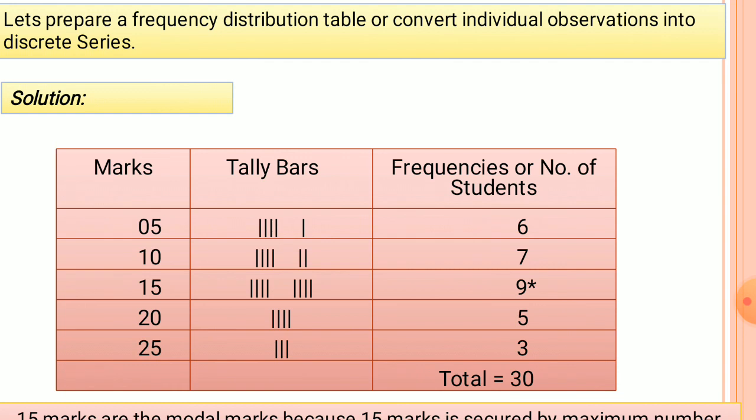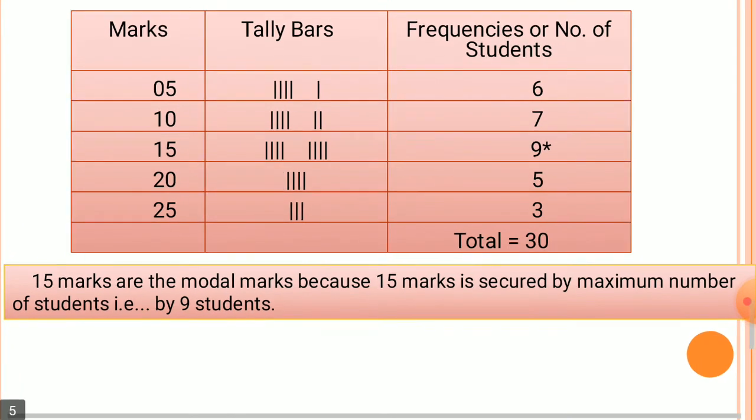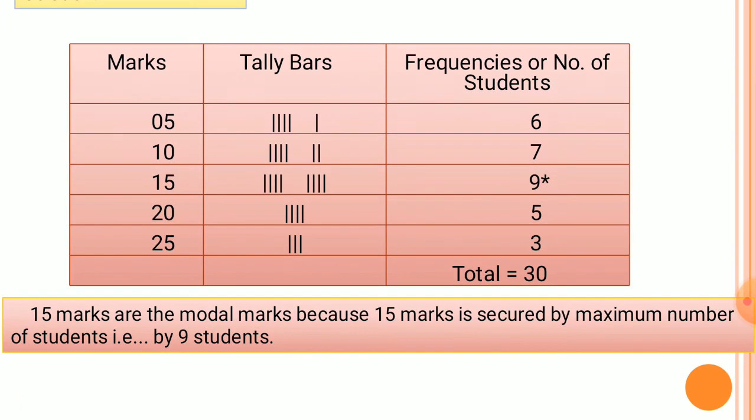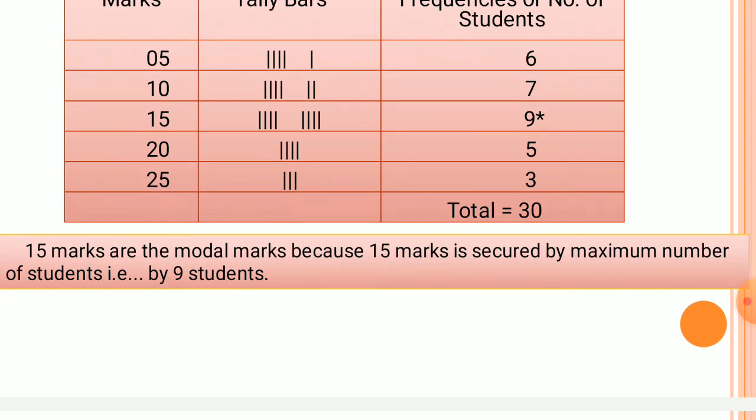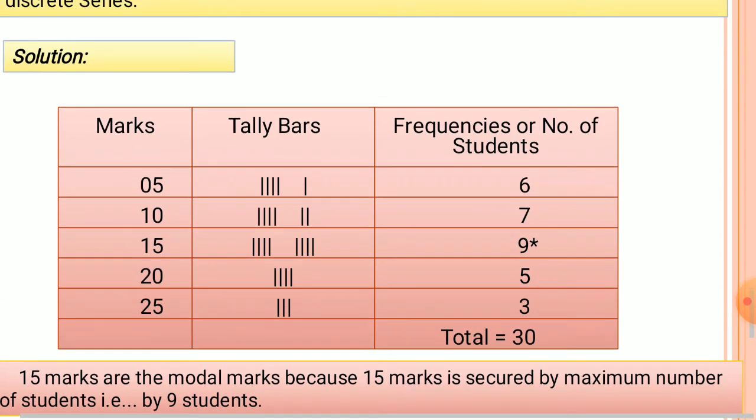15 is called the model value because it has the highest frequency. The value 15 repeats 9 times, so it is called the model value. 15 marks are the model marks, because 15 marks is secured by the maximum number of students, that is by 9 students. So 15 is the value which has repeated 9 times, more than the other numbers. That's why it is called the model value. This is the way in which we can understand the meaning of mode and the calculation of the value of mode.